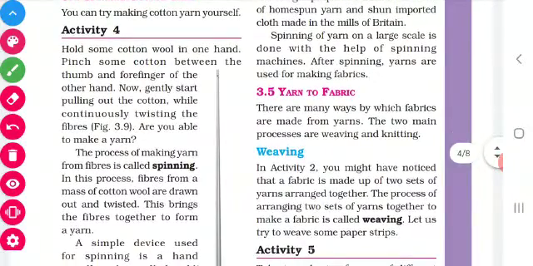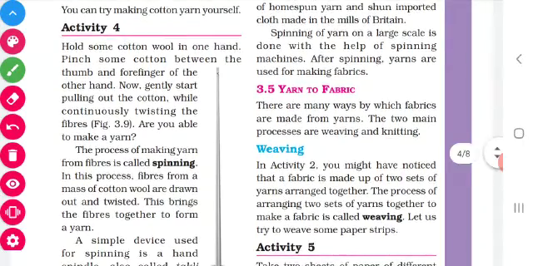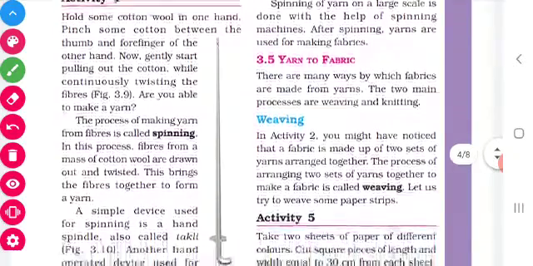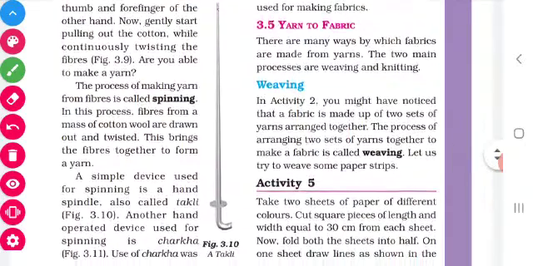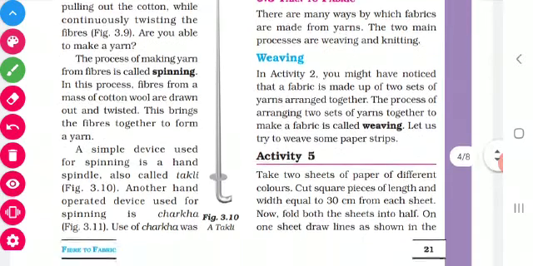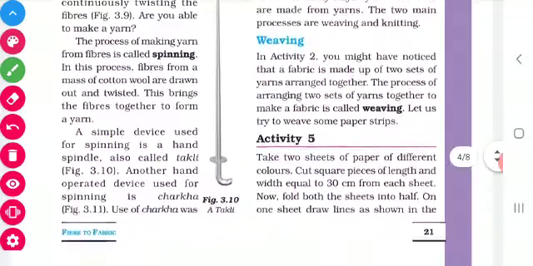We have seen that by the process of spinning, the fibers are converted into yarns. Now we are going to convert the yarn into fabric. For converting yarn to fabric, there are two main processes. The first one is weaving, the second one is knitting. Many of us have a power loom, in which we do weaving.